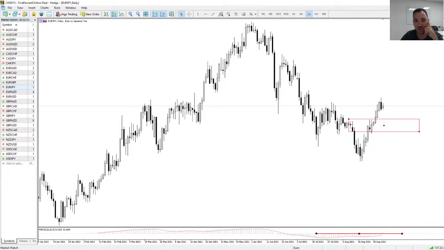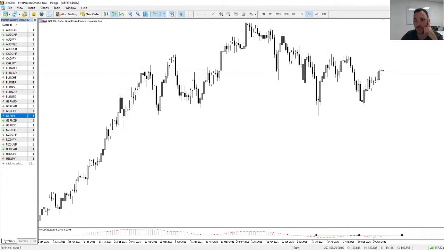Not as clear a pattern on pound yen. But you can see how the pound is strengthening against the yen as well. So here the last obstacle would be this supply. But if this supply gets broken, we should see a continuation higher. So pound pairs, I'm kind of on the sidelines.